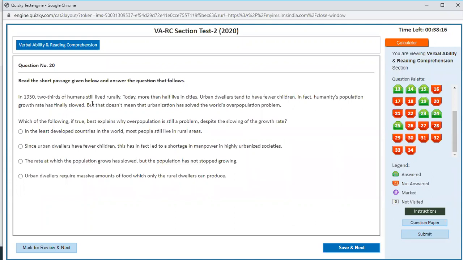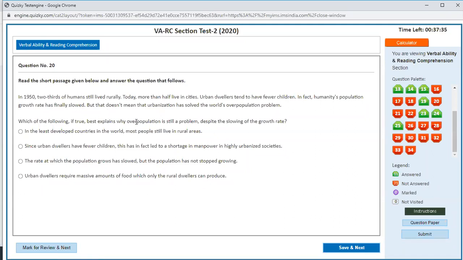Okay. 1950 में 2/3 of the humans still lived rurally. Today, more than half live in cities. Okay, so of course city में ज़्यादा आ गए हैं लोग. 33.33 थे, 50% हो गए. Urban dwellers, मतलब city को ढूंढने वाले, tend to have fewer children. In fact, humanity's population growth rate has finally slowed, but that doesn't mean that urbanization has solved the world's overpopulation problem. Okay, so इनकी migration from rural to urban हुई है, but the urban dwellers tend to have fewer children. That doesn't mean that this urbanization has solved the world's population problem. So I need something to strengthen this.